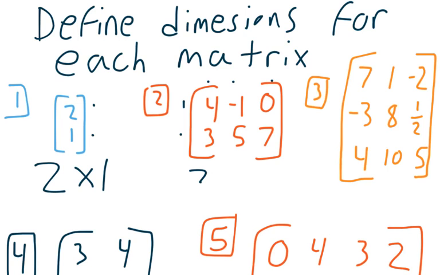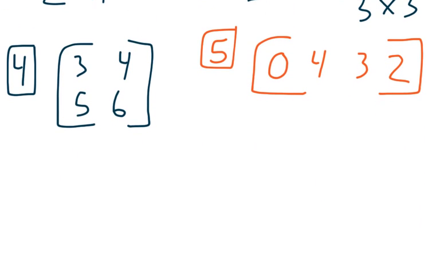Third one, number 3, what is it? Look at it. 3 rows, 3 columns, it's a 3 by 3. Next one, number 4, 2 rows, 2 columns, this is a 2 by 2. And finally, 1 row and 4 columns, this is a 1 by 4.